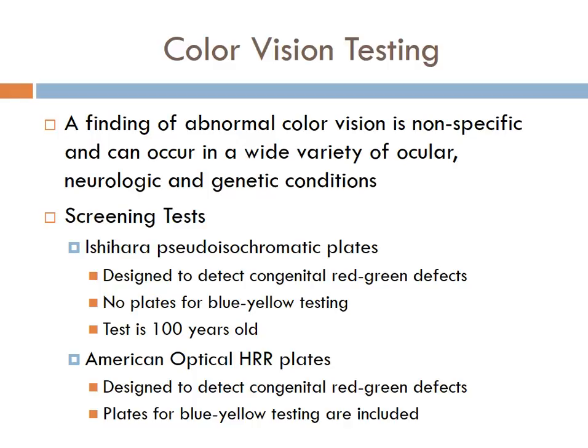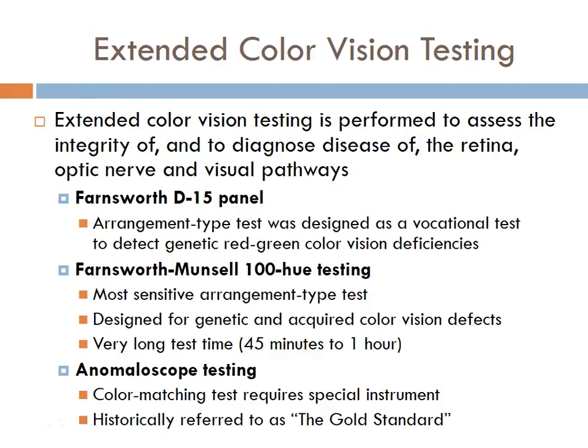The next one, the American Optical HRR plates, is designed to do the same screening, picking up that 8% of young white males, or grown white males, that are red-green deficient. And it has plates for the blue-yellow testing, so it's definitely more comprehensive than the Ishihara, but it's still a screening test. What I want to concentrate on and talk about is extended color vision testing. Extended testing is much more sophisticated, and it's used to assess the integrity of the retina, the optic nerve, and the visual pathways.